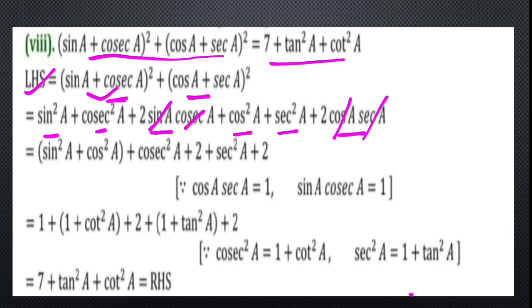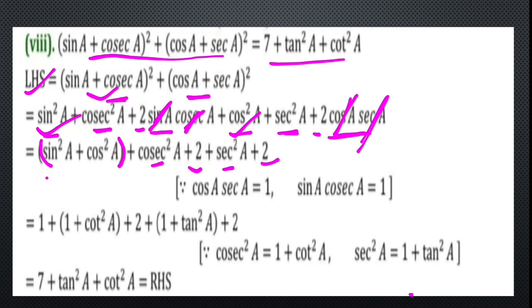Similarly, cos and sec are reciprocal to each other, so they will cancel each other. You can take this sin a and this cos a and keep it under a bracket. Write the remaining terms, cosec square a and sec square a. Now here sin a and cosec a cancel each other, so the remaining is 2. Similarly, for the last term, cos and sec cancel each other, remaining is 2.